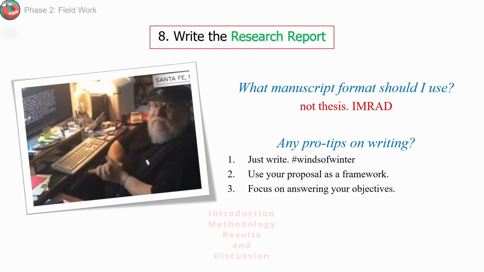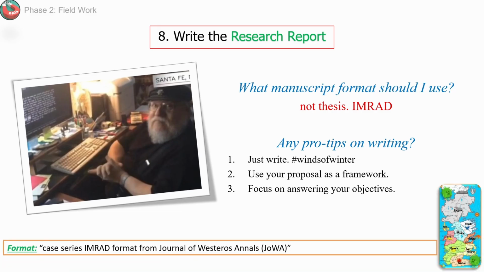Here are just some tips on writing your research report. Just write and write. And always go back to your objectives. Don't forget to use your proposal, which we did in phase 1, as an overall framework for your research report. And again, focus on answering your research objectives. For our scenario, we are using a case series. So the format should be a case series format, but following probably the IMRAD format from a hypothetical journal of Westeros Annals.